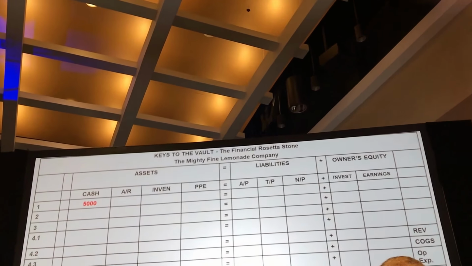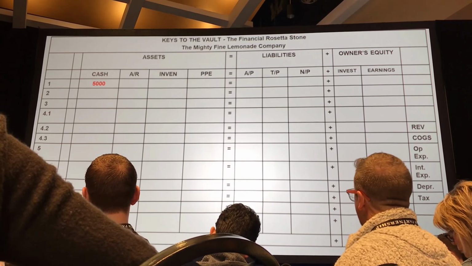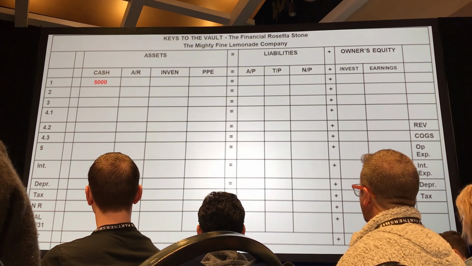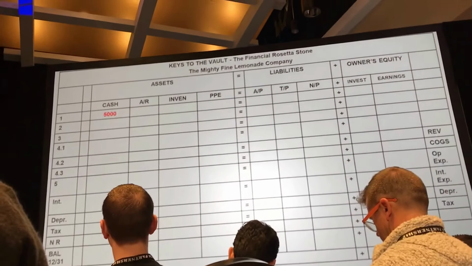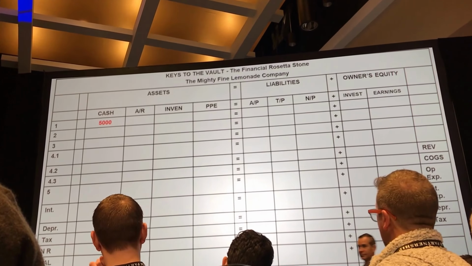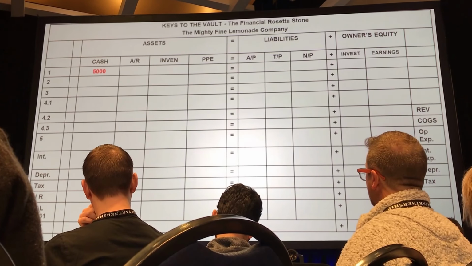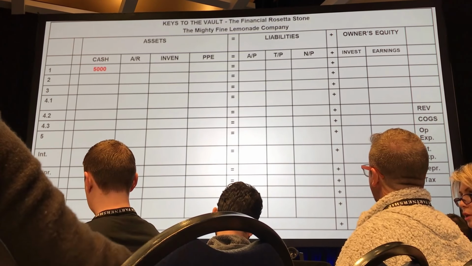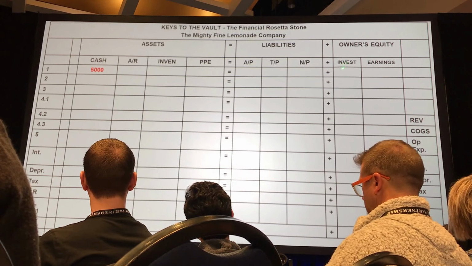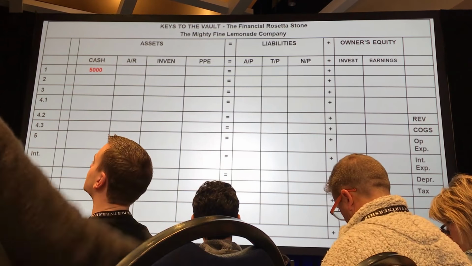Did the money come from accounts receivable? No. Did the money come from inventory? No. Did the money come because I sold some of my property, plant, and equipment? No. Did the money come because I borrowed some money? No, I didn't borrow any money. Did the money come as a result of an investment? Yes. Do you see a column entitled investment? Good. In the column entitled investment on line number 1, right here in this box, you've got to write down a number. What number do you think you've got to write down?